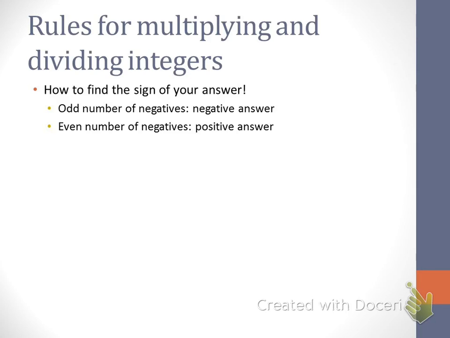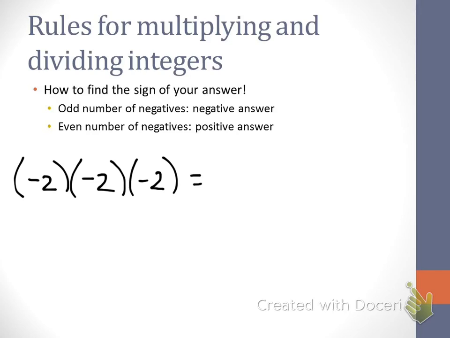So if I had negative 2 times negative 2 times negative 2, how many negatives are in that expression? 3. Is 3 an even number or an odd number? It's odd, so my answer is negative because there's an odd number of negatives. Now I just do 2 times 2 times 2 to get negative 8.